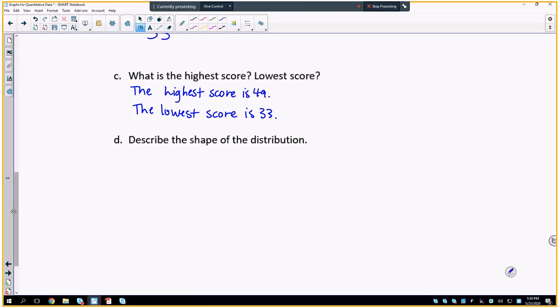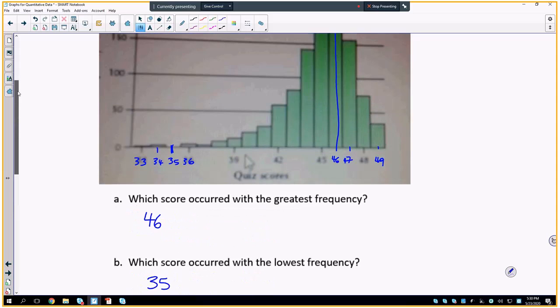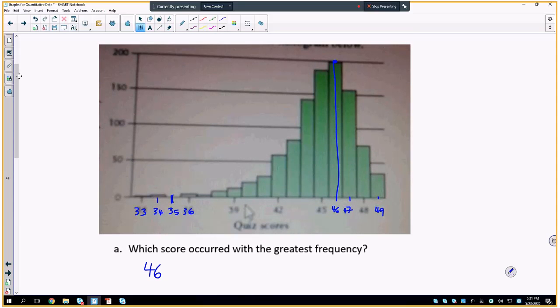Now here's where we want to talk about the shape of the distribution. So the question is, is this data symmetric? Is it skewed left or is it skewed right? So these are our choices. Symmetric, we said, would be if you can draw an imaginary line and the picture on the left side is equal to the picture on the right side, or pretty much identical.